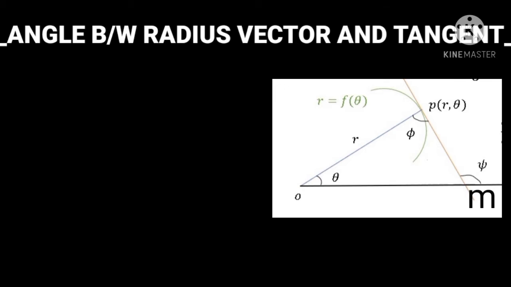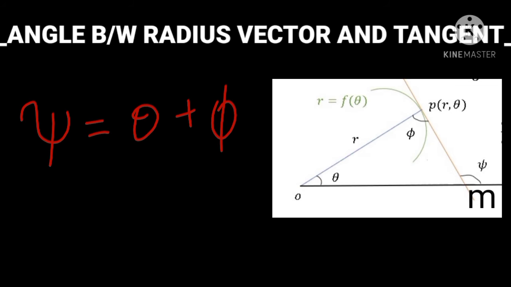That tangent will meet the initial line at one point. That point is called M. So we know that the sum of interior angles is equal to the exterior angle. That's a basic law in a triangle. So what will we be getting from the figure? We'll be getting that the exterior angle is equal to theta plus phi.